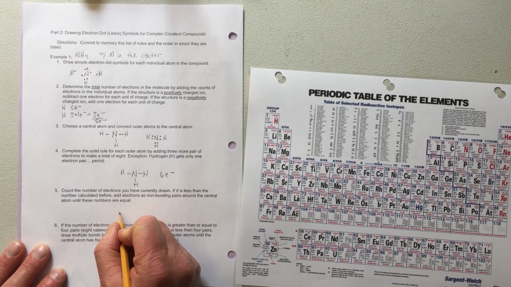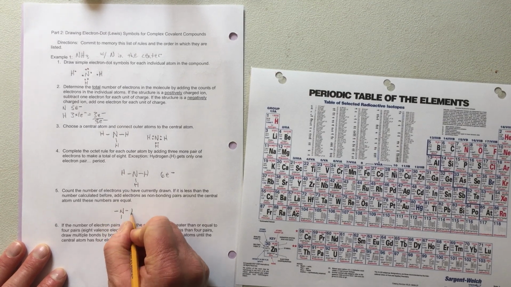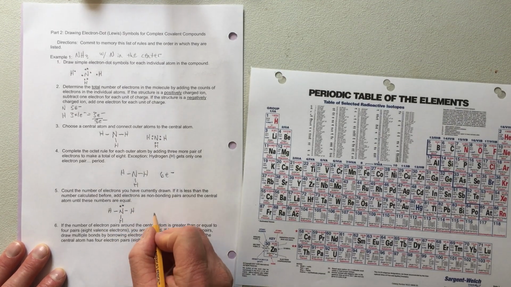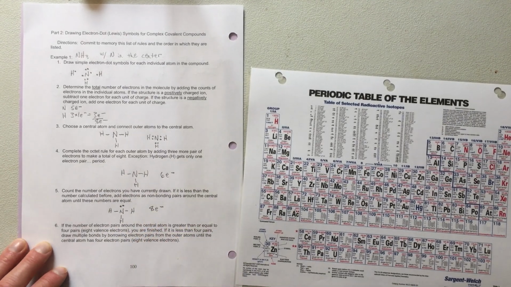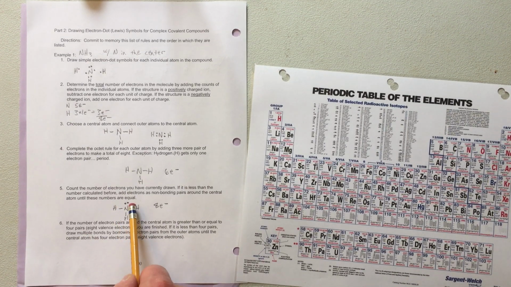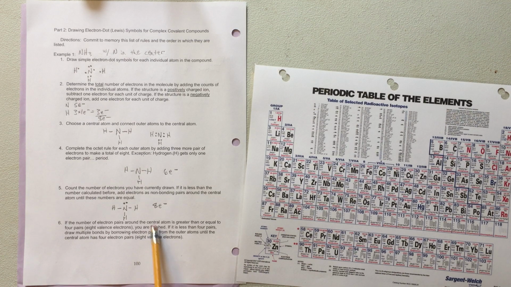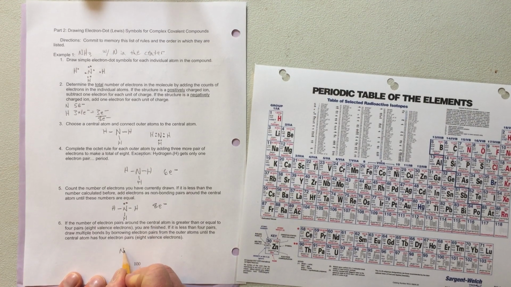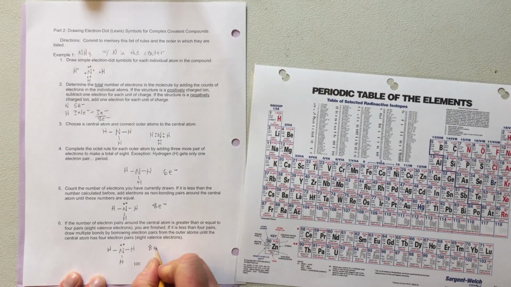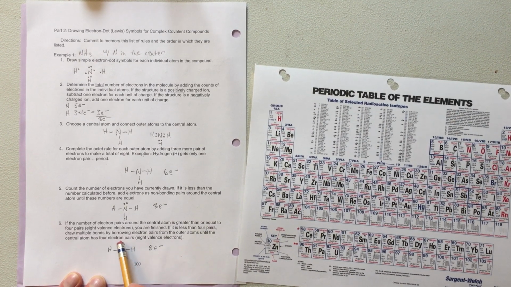So I need to add 2 more. So again, this is 6. And then if I add 2 more, then that will be 8. And now it's equal. If the number of electron pairs around the central atom is greater than or equal to 4 pairs, 2, 4, 6, 8, so it is equal to, you are finished. So I'm done. So that's my final answer. So this one's complete. I have 2, 4, 6, 8 total electrons, which is what I needed. And the octet is full on the nitrogen, 2, 4, 6, 8.